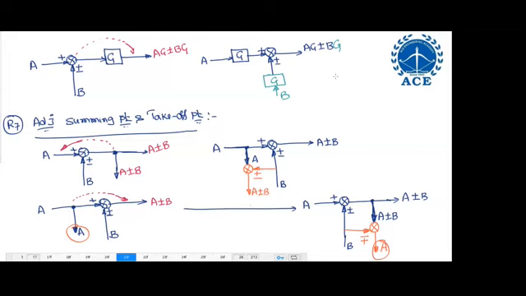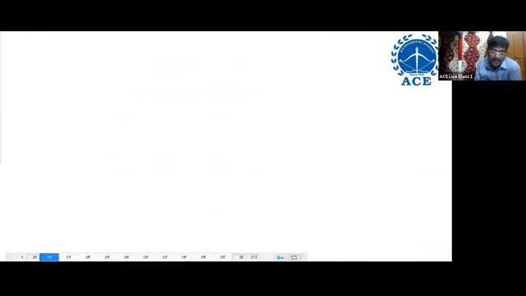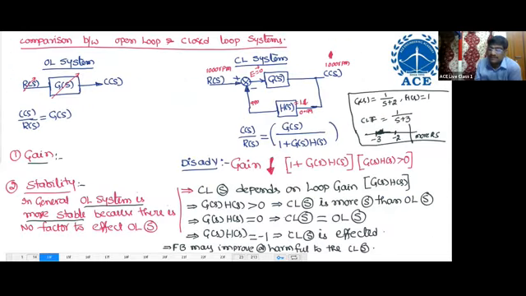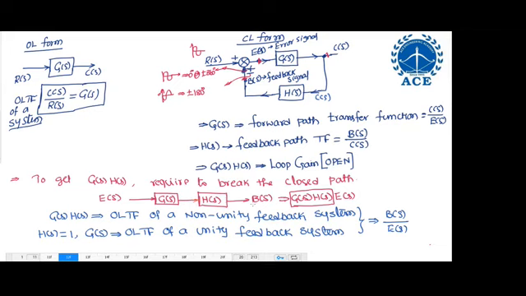Sir, G of S into H of S, why do we call it open loop gain? I told you, when you want to obtain G of S H of S, we require to break the loop. Here, how can you obtain G of S H of S? We need to break the loop here. When we break the loop, the closed loop does not exist. Input is E of S, output is B of S. Is it open loop or closed loop? Open loop. That's all. Okay, sir.